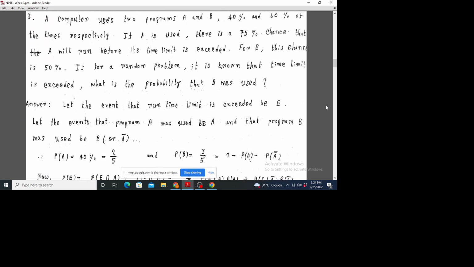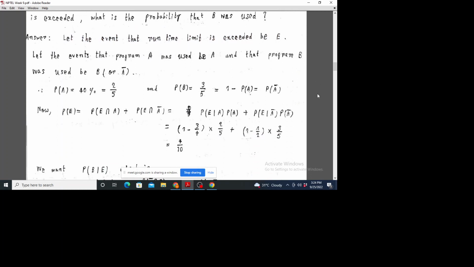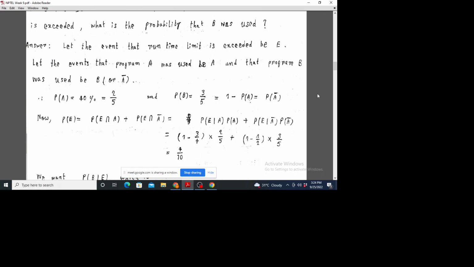Now we have to find the probability of this event E. So now we have to find the probability that the runtime limit has been exceeded. So how can that happen? There are usually two scenarios. So the probability of occurrence of the event E is that when program A was used and the runtime limit was exceeded, and or. So there is this 'and' and 'or', you have to be very careful while using them.